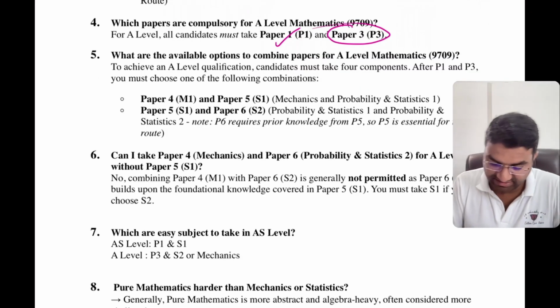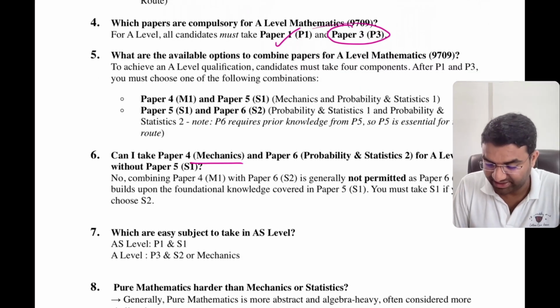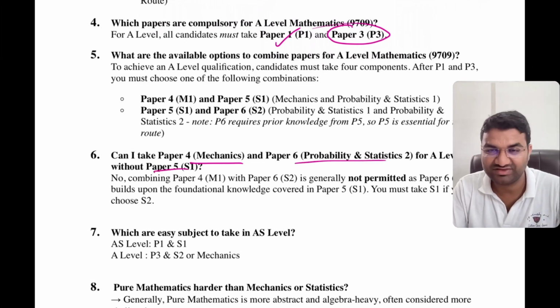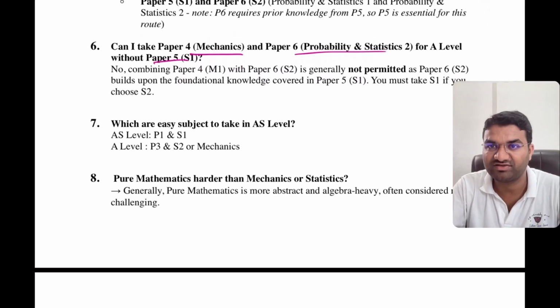Next, can I take paper 4 mechanics and paper 6 for A level without paper 5? No, this combination is not possible, by the way.